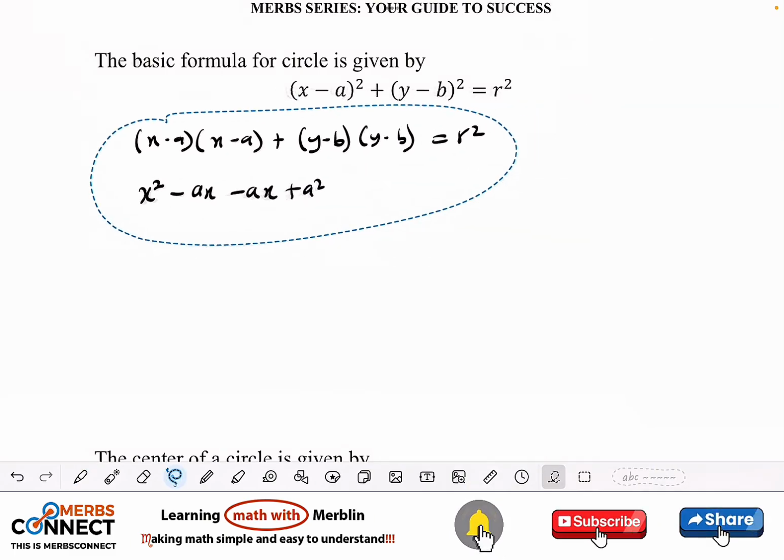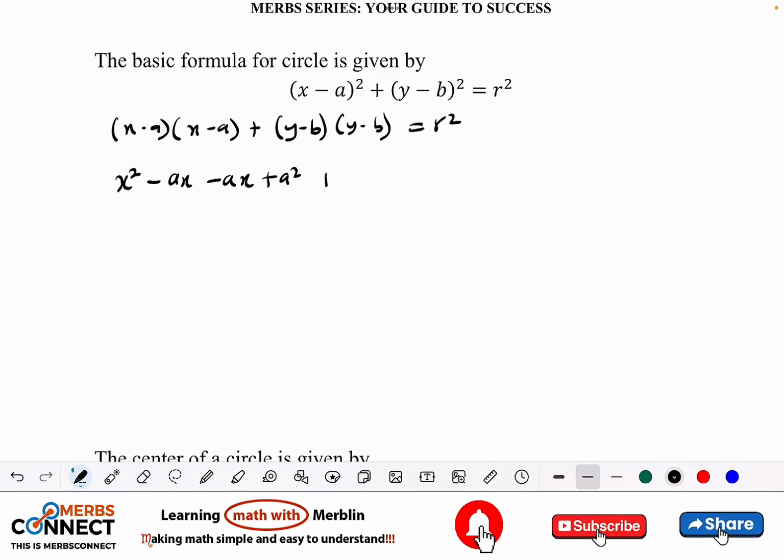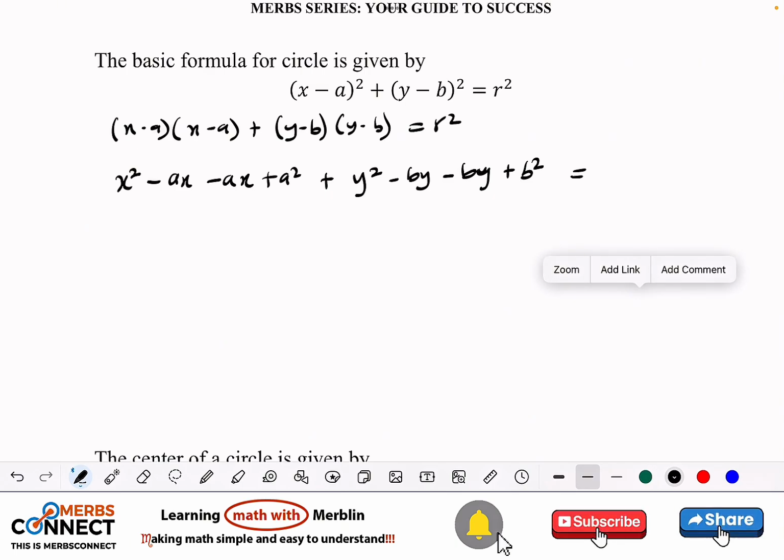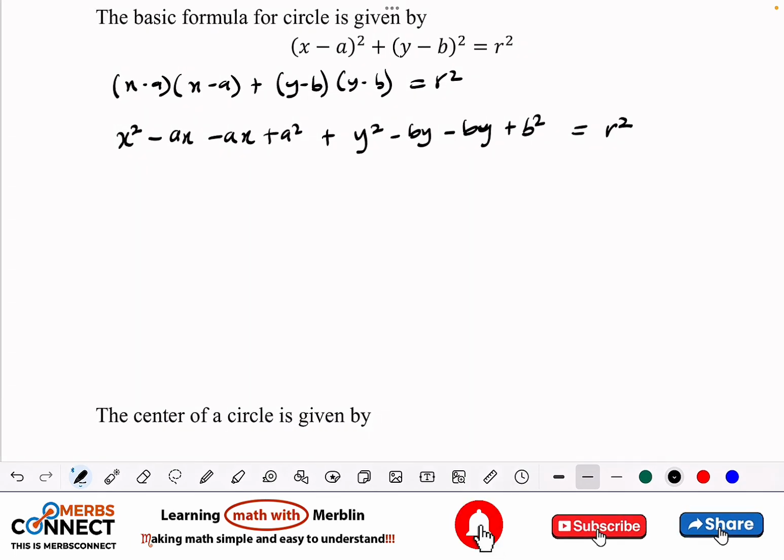So let me shift this guy here. Then plus the same thing with the y. This is going to give us y² − by, minus by again, plus b² is equal to r². Good. So that is what we are going to get at the end of the day.